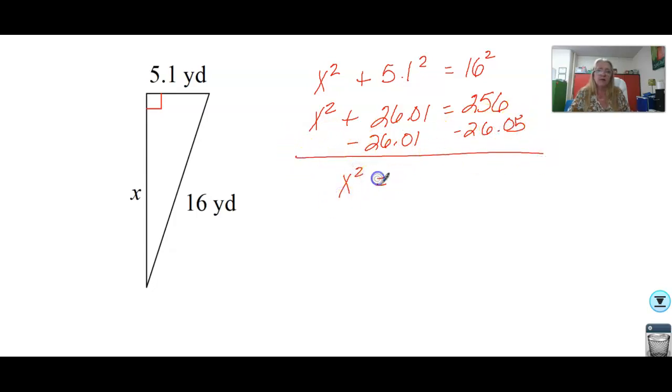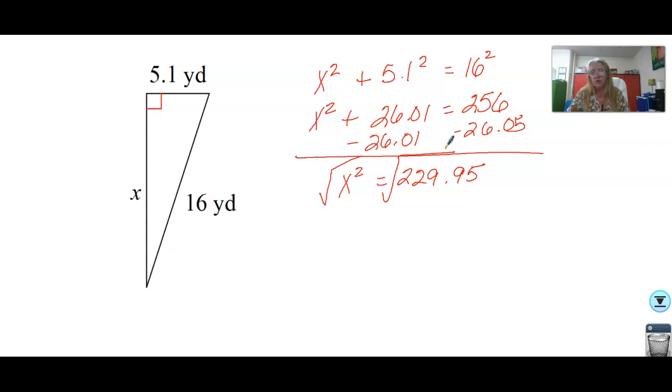Gives us x squared is equal to 229.95. That sounds like a price of like a sofa or something. Well, probably sofas are more than that, I would think. You might be able to find one on sale for that.